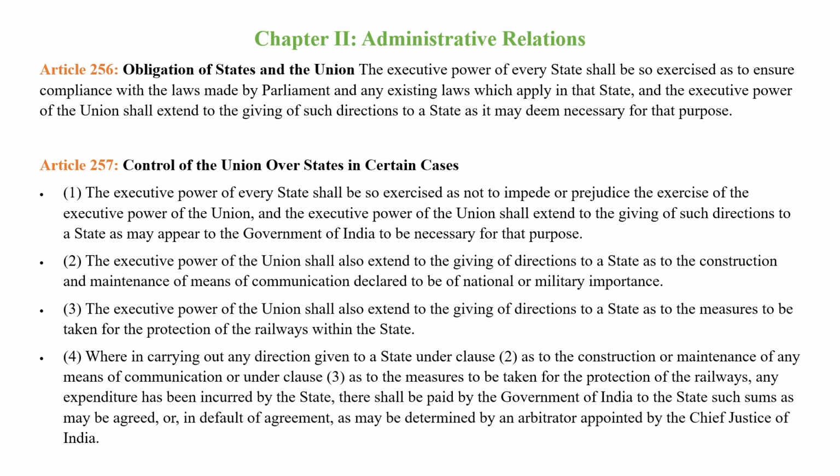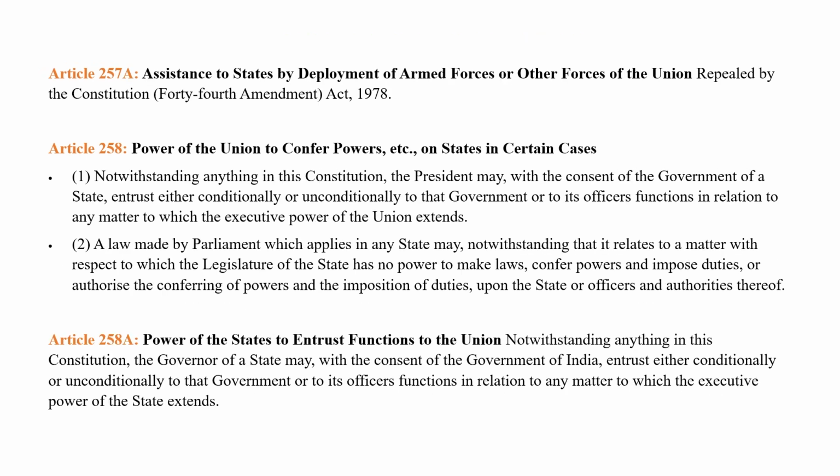Chapter 2 explains the administrative relations between the Union and the states, through which Article 256 explains the obligation of states and the Union. Article 257 explains the control of the Union over states in certain cases. In certain cases, the Centre can control the state. Clear? Article 257A covered assistance to states by deployment of armed forces or other forces of the Union, but it was later repealed by the 44th Constitutional Amendment Act, 1978.